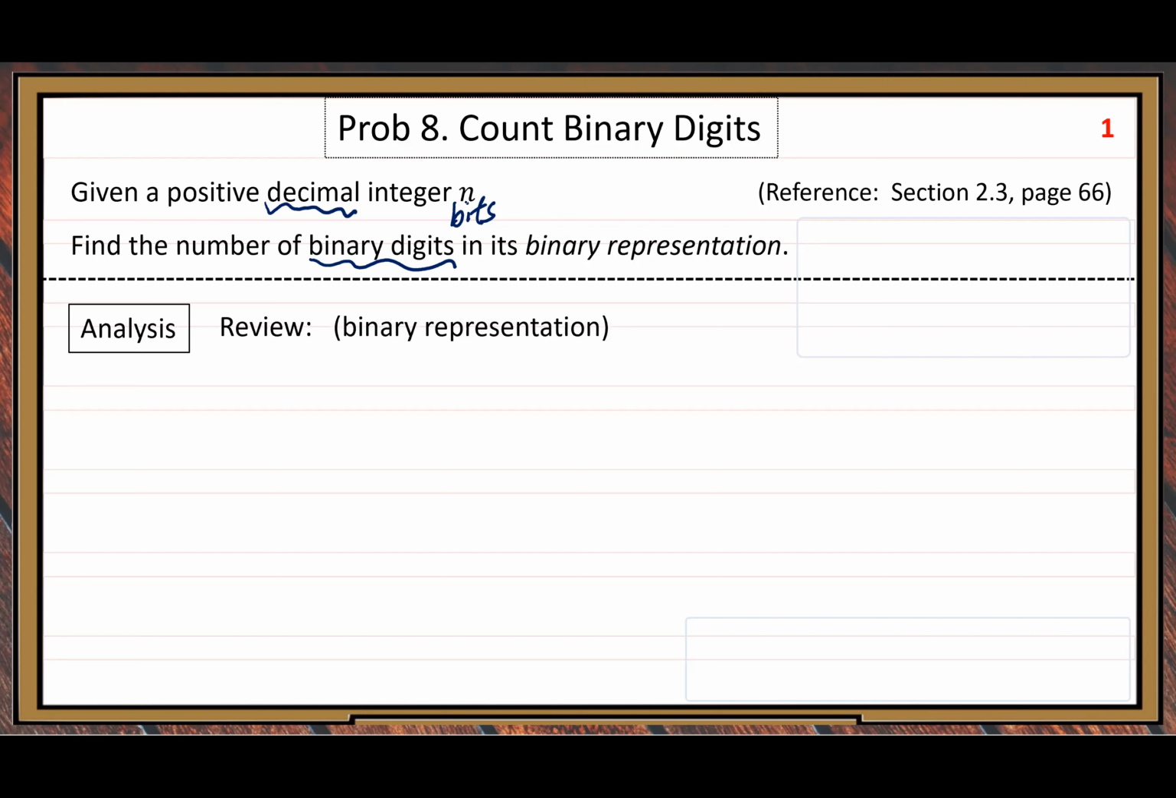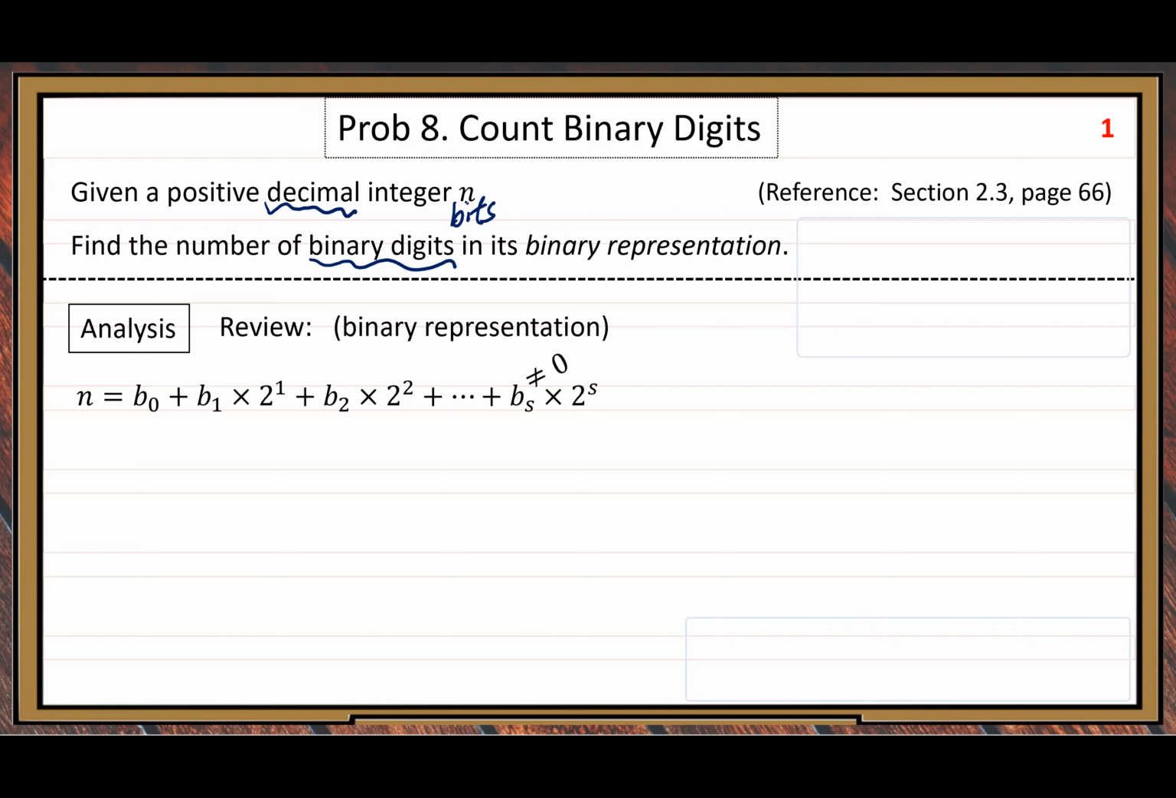Analysis. So let's review the binary representation. In your discrete math, you learned the standard binary representation. It's like this: n equals a sequence of bits. Here I arrange them from the least significant bit to the most significant bit. V0 is the least significant bit, V sub s is the most significant bit. So that's the standard form.